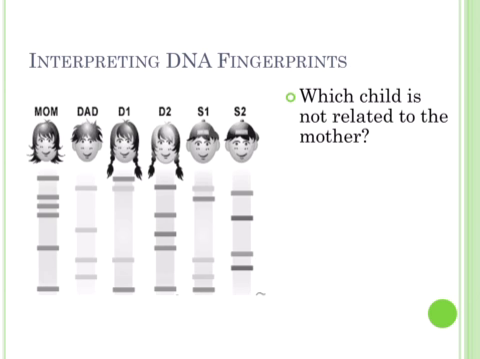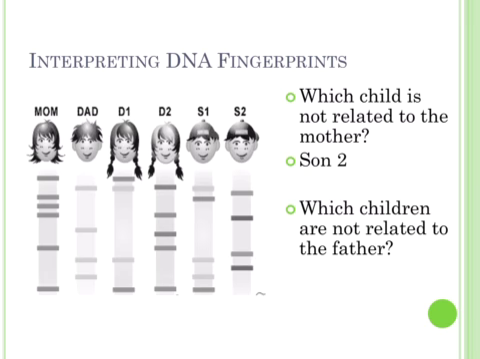If we look here at this cute little diagram, I want to know which child is not related to mom. It's a little bit hard to see. If I had designed this, I would have set it up so that mom and dad were in the middle. But if you look, with mom and daughter 1, they have a band that lines up. With mom and daughter 2, you have 3 bands that line up. Sorry, I'm pointing at it with my little marker, but you can't see that. With son 1, I've got 2 bands that line up with mom, but with son 2, nothing lines up. So son 2 is not related to mom.